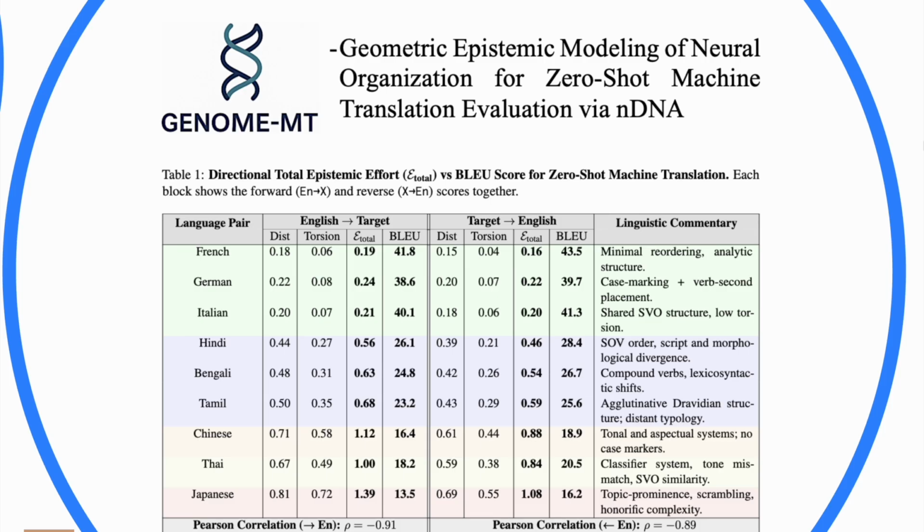Across all pairs, we observe a strong inverse relationship. When effort is low, BLEU is high, and vice versa. Pearson correlations are about 0.9 in both directions. Spearman ranks are about 0.9 as well.